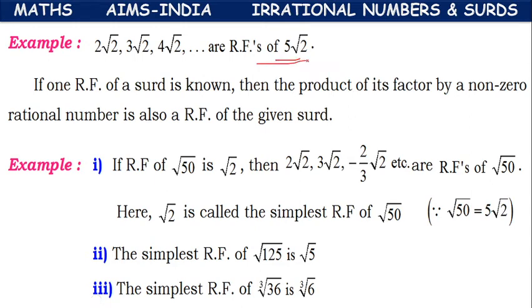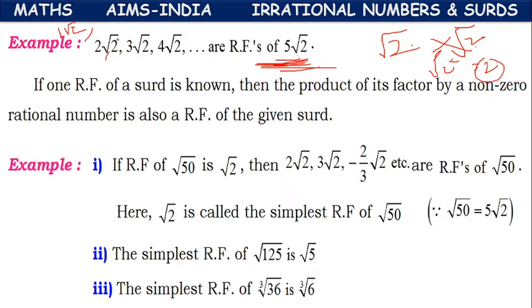Next, suppose we have 5 root 2. What are the rationalizing factors of 5 root 2? The rationalizing factor of root 2 is root 2 only. Why? Root 2 into root 2, we get root 2 whole square, and the square root cancels, giving 2. So the rationalizing factor is root 2, which means 1 root 2 here actually. We can also take 2 root 2, 3 root 2, 4 root 2. These are all rationalizing factors of 5 root 2.